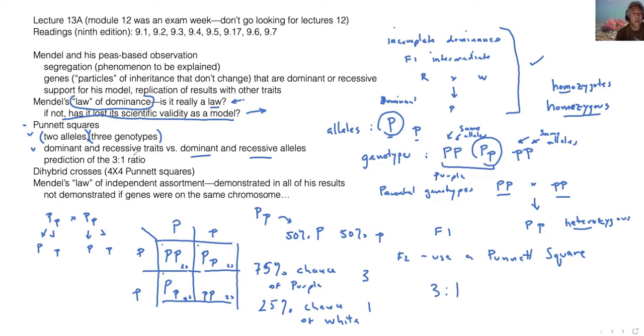Now, we also talk about dominant and recessive traits, right? I guess the distinction here is between traits and alleles. Alleles are the kinds of the genes. The traits refer to the purple and white, right? You'd say purple is the dominant trait because it's the one that is expressed in the heterozygote, right?